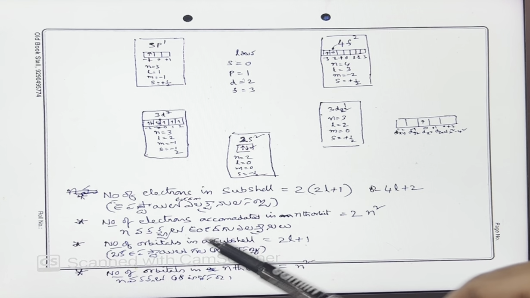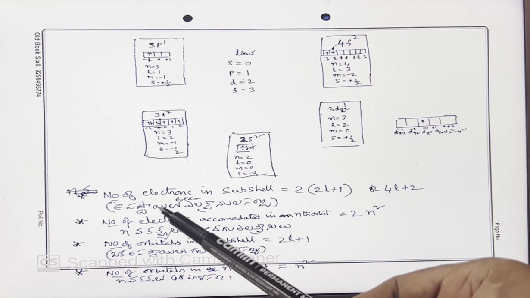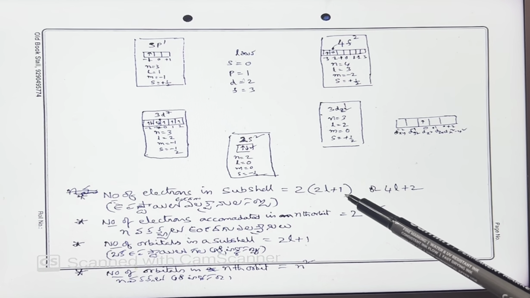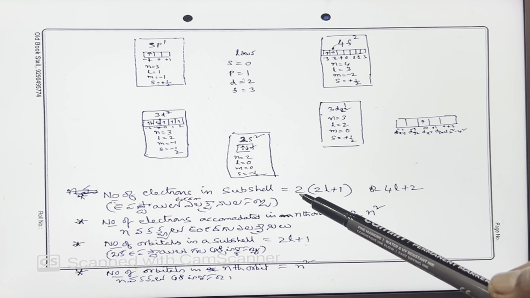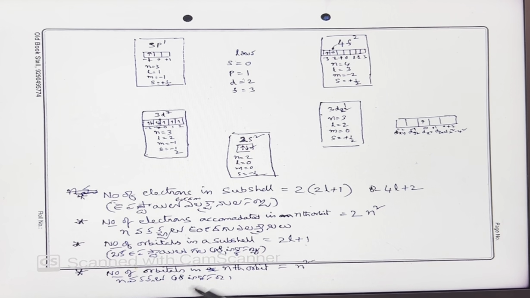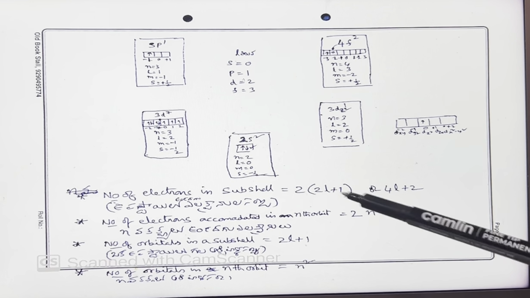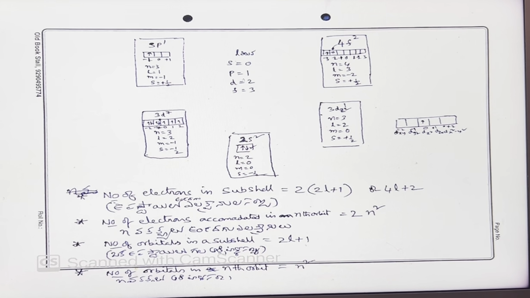So, in general, in the form of formula, we can write number of orbitals in a subshell equal to 2l plus 1. Number of electrons in a subshell is equal to 2 into 2l plus 1, since each orbital can accommodate 2 electrons, so 4l plus 2. Similarly, number of orbitals in the nth orbit is n square, and electrons are 2 into n square. Already while discussing the quantum numbers we have seen this, but for recall all the formulas are written here.